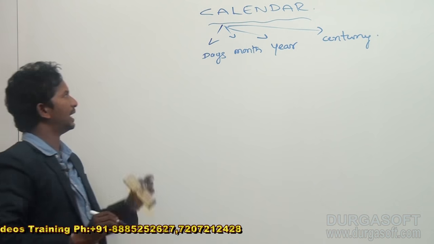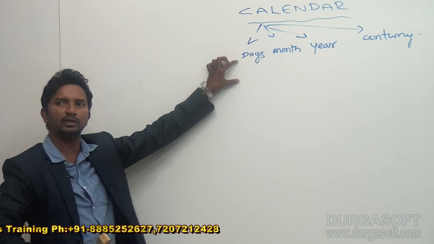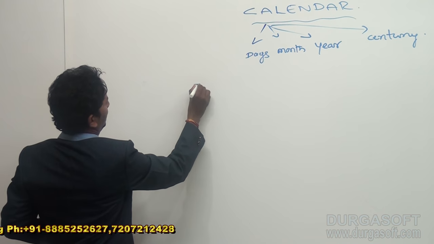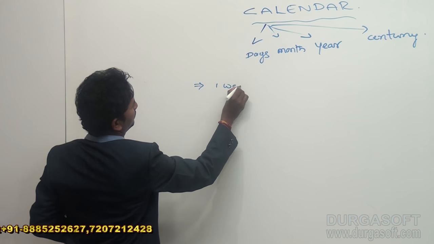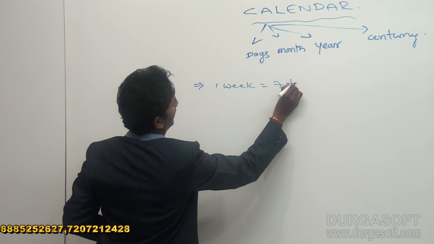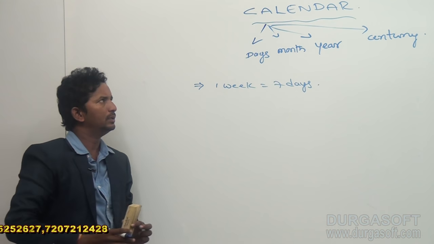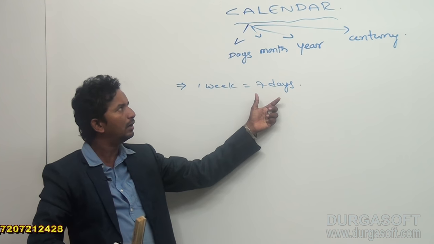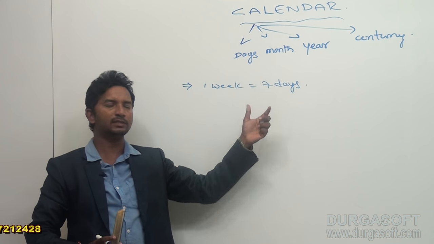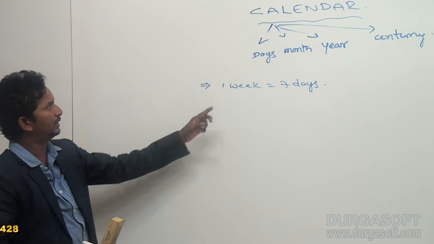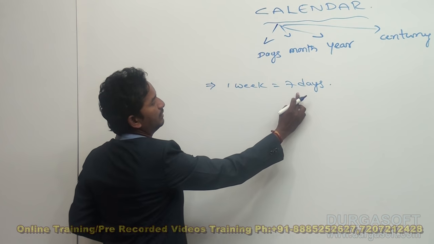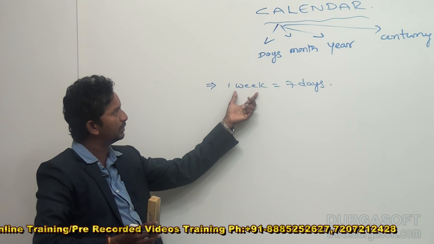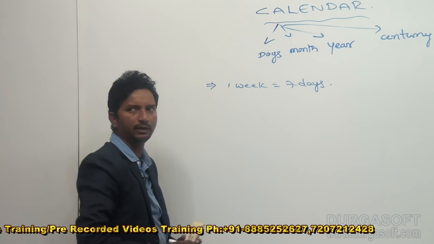So in this calendar, days are nothing but, suppose you are taking 7 days contain as 1 week. So here, 1 week is equal to 7 days. So in this calendar we are initially finding the odd days. What is called an odd day here? Odd day means when the week is completed, see, 7 days is nothing but 1 week, when the week is completed, the remaining days are called odd days.